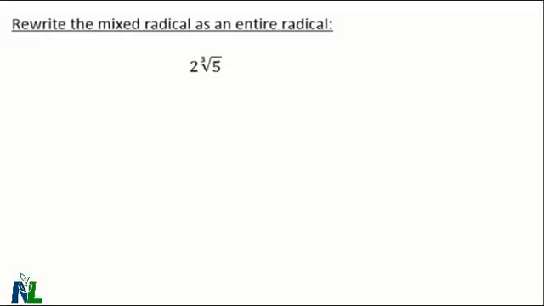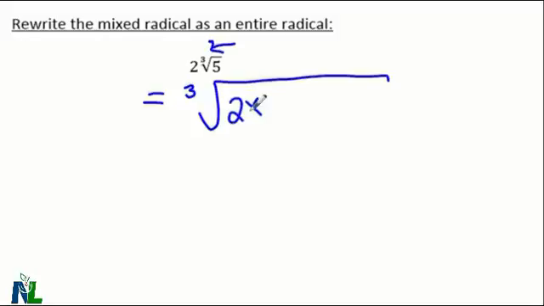In this video, we'll show how to rewrite the mixed radical as an entire radical. As you notice right here, we've got an index of 3. So what that means is when we want to rewrite it as an entire radical, we have to make sure that we keep our index of 3 on the outside. Right now, there's a 2 outside of the radicand. So what this means is I need to place 3 of them back inside the radicand in order to create 2 cubed.